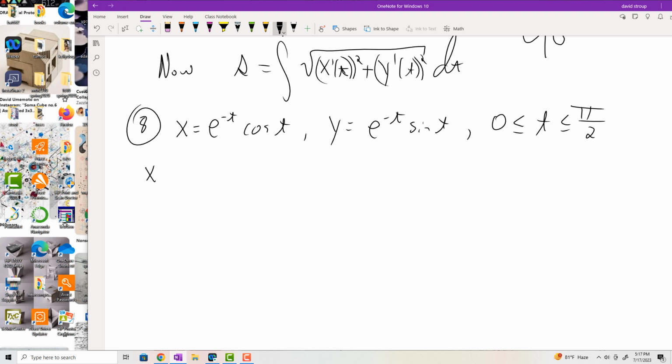Anyways, let's get the derivatives. So I have to do product rules. Leave e to the negative t alone, and then you get negative sine t, and then plus the derivative of e to the negative t, which is e to the negative t times negative 1. Leave cosine alone. Clean it up a bit.